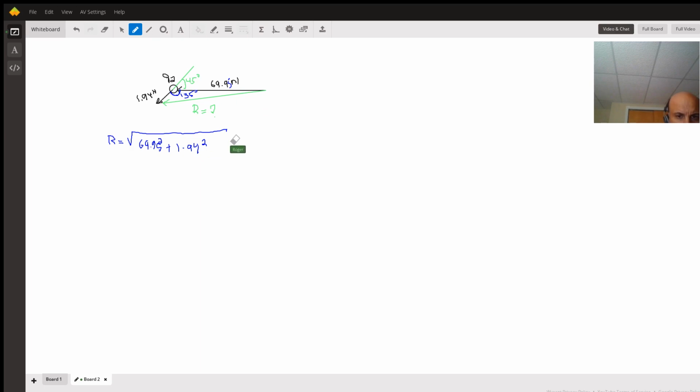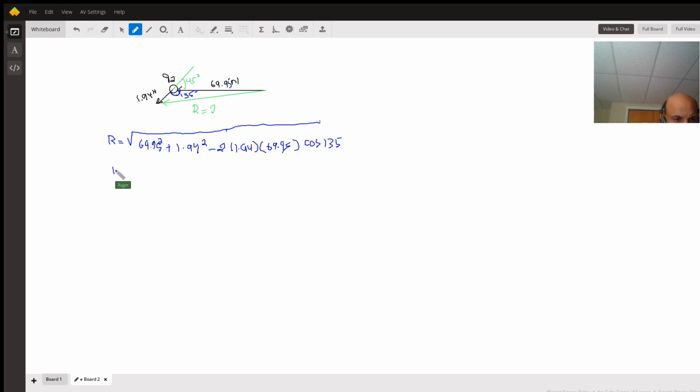Now, what does the law of cosine say? The law of cosine says that this leg squared plus this leg squared minus 2 times the multiplication of the legs, which is 1.94 times 69.95, times cosine of what angle? This angle here, the angle that is opposite to the resultant. So that's cosine 135.